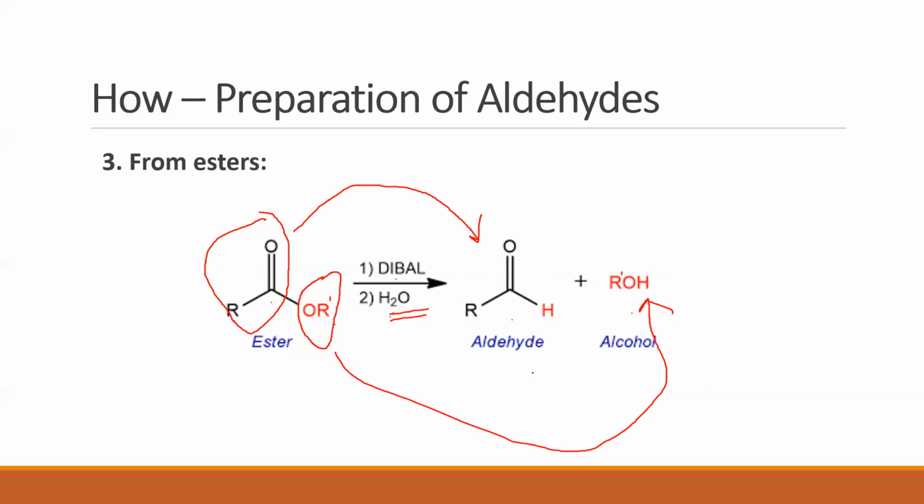So esters, upon reduction with DIBAL as a reducing agent and water, give me an aldehyde and an alcohol. Clear? Now, which R group is part of the aldehyde, which R group is part of the alcohol? It's clearly mentioned in this reaction. The R group that is attached to the oxygen of the ester becomes the alcohol, whereas the R group that is attached to the carbonyl carbon becomes the aldehyde. Clear? So this is preparation of aldehydes from esters.